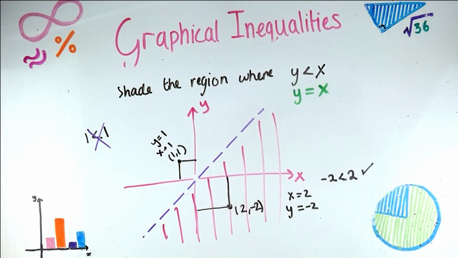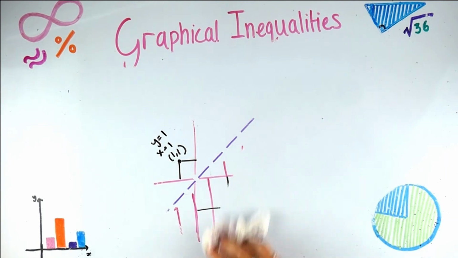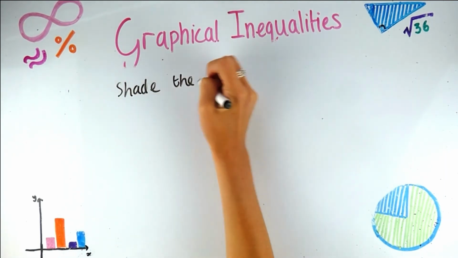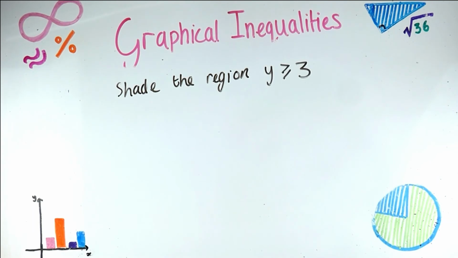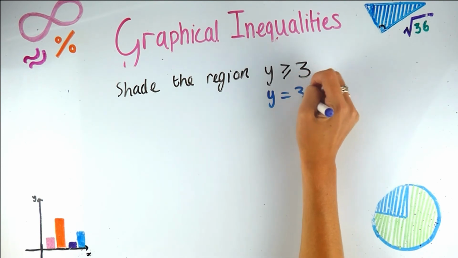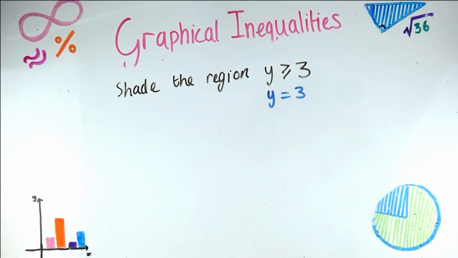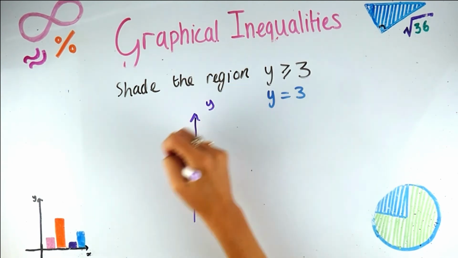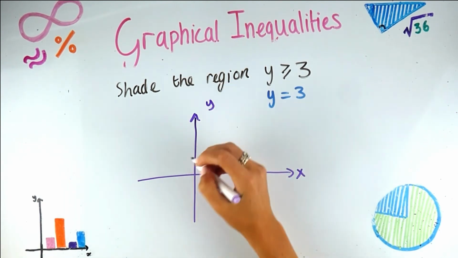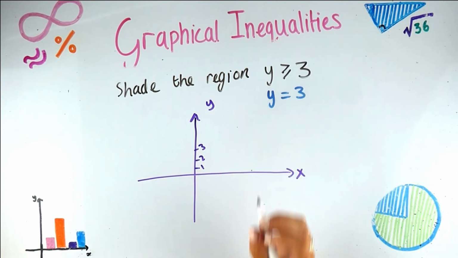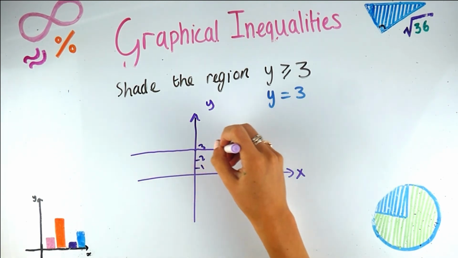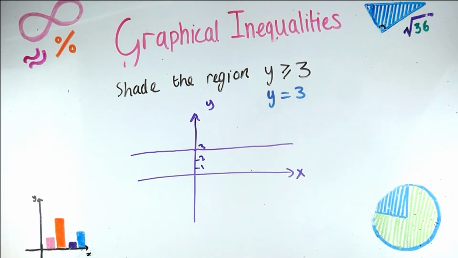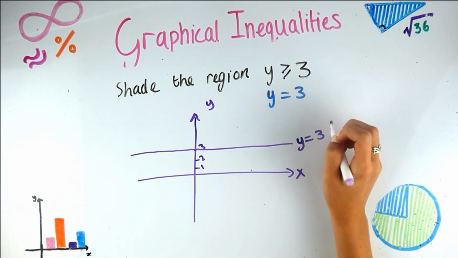So we'll just do one more example of that. Shade the region y is greater than or equal to 3. First we're just going to consider it as y is equal to 3 and sketch that graph. So where y is equal to 3, there's going to be 1, 2, 3. It's going to be all the values along this line. And this time I can draw a solid line because it's "or equal to", so I don't have to make it dashed. So that is the line, I should probably label it, y equals 3.